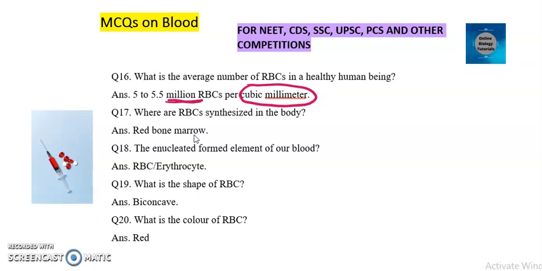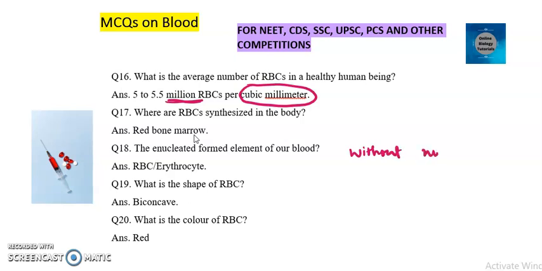Remember this. Where are RBCs synthesized in the body? They are synthesized in the red bone marrow. And what is bone marrow? Bone marrow is the cavity of a bone. RBCs are the enucleated formed element of our blood. Enucleated means the nucleus is missing.